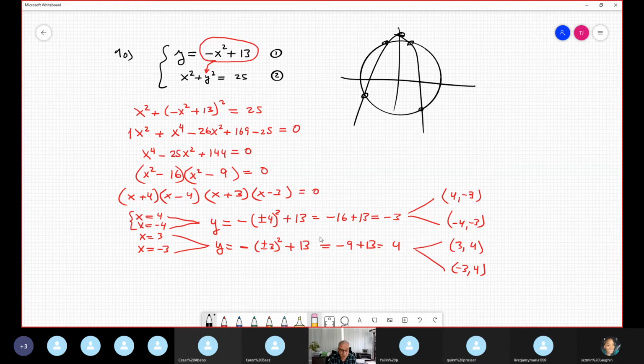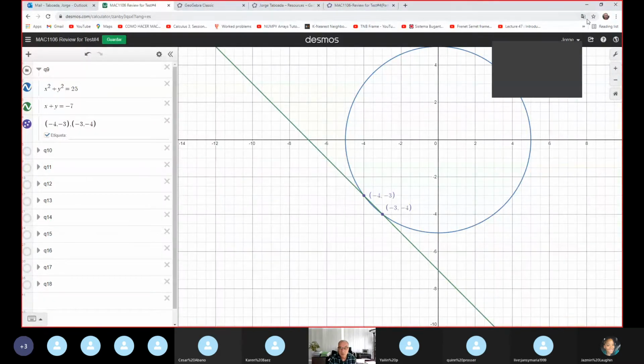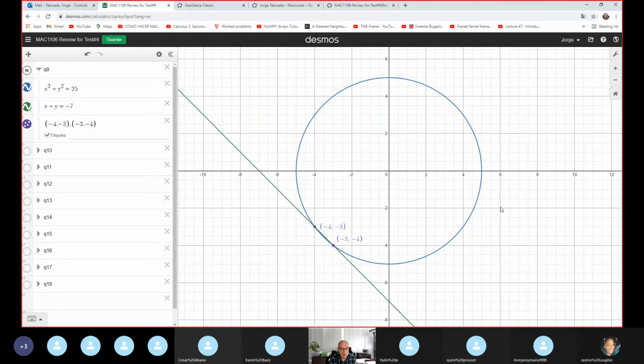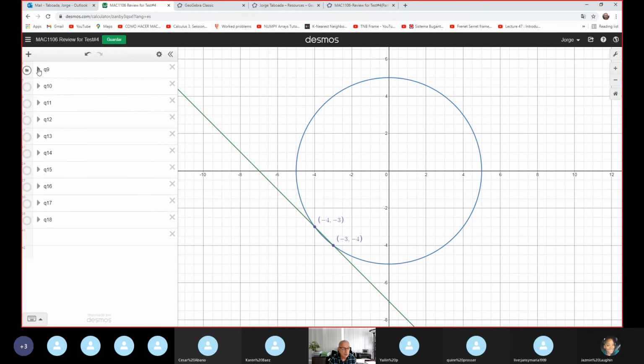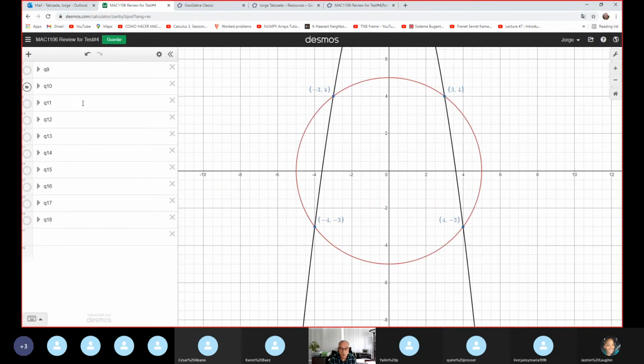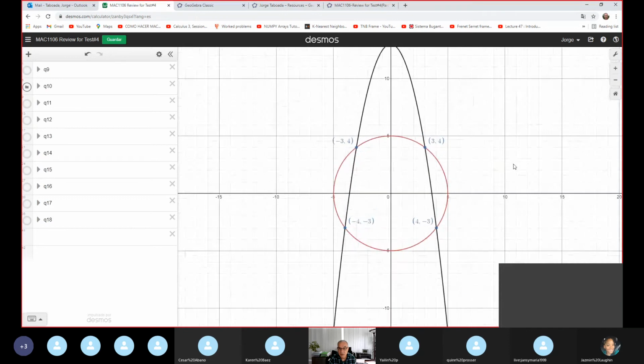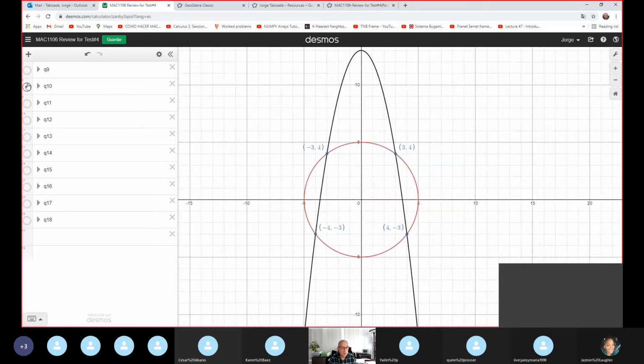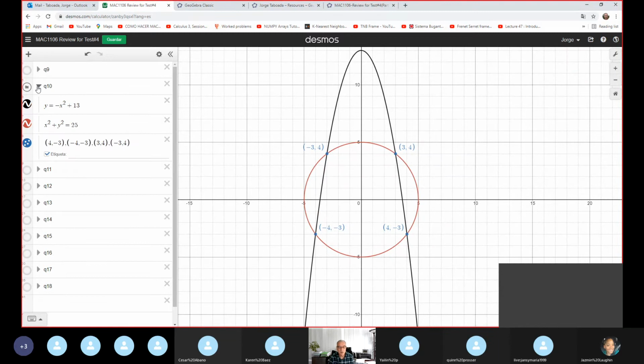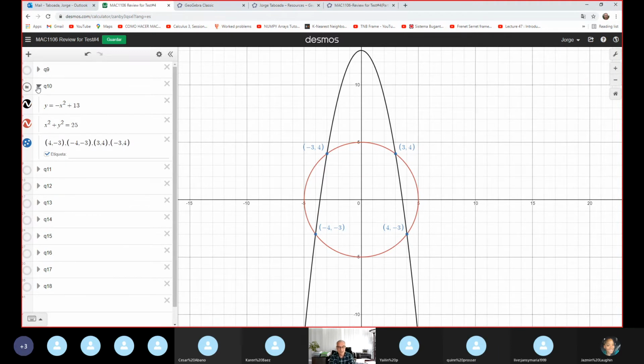Do you see this one now? Look at the parabola, the black parabola. It goes up and down because a is negative. And the circle and the intersecting points are 4 points.